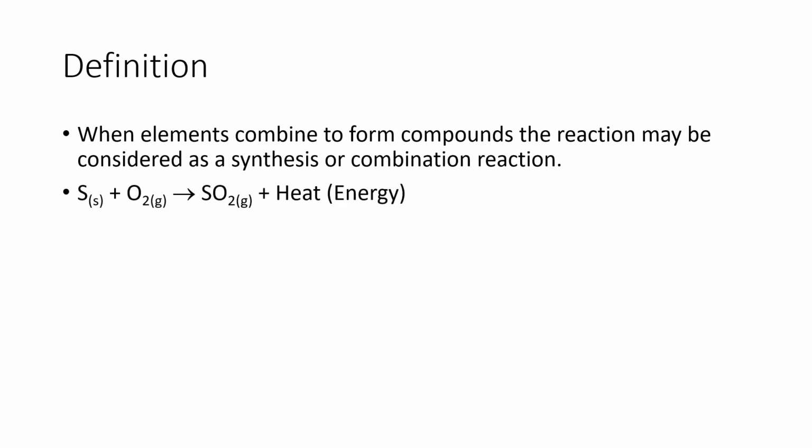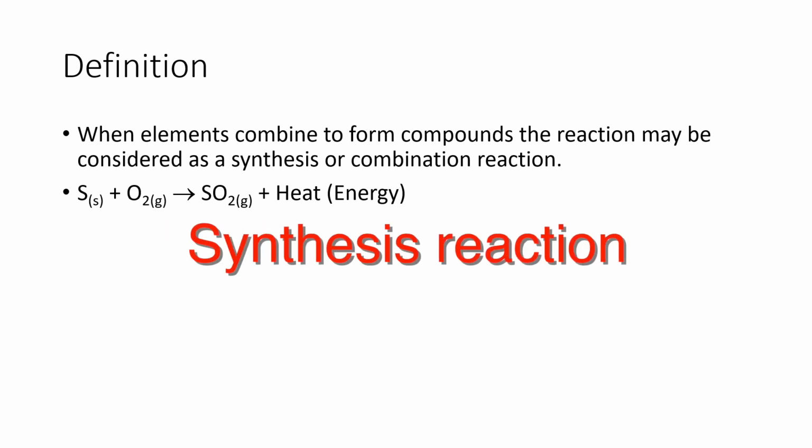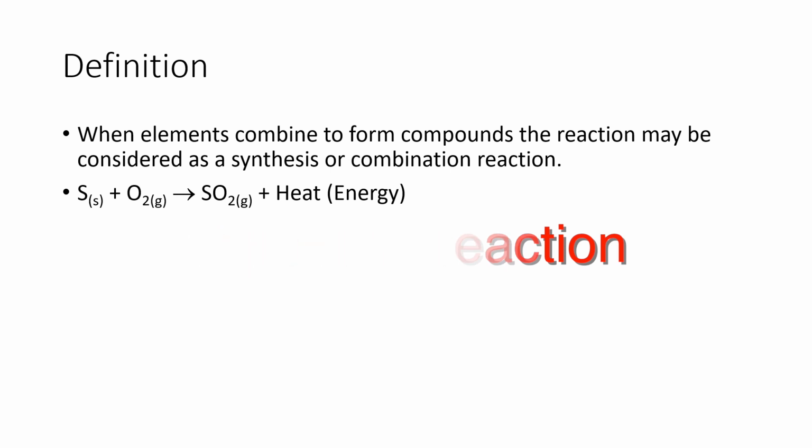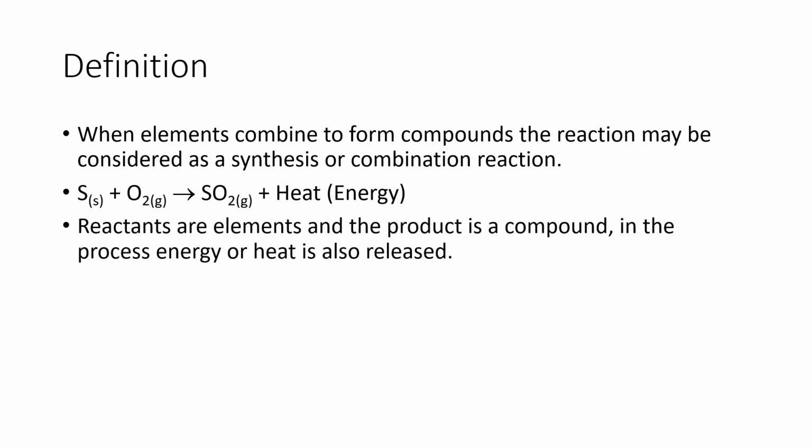Here is an example: sulfur plus oxygen, giving you sulfur dioxide plus heat energy. A new product is formed, sulfur dioxide. The reactants are both elements, sulfur in the solid state and oxygen in the gas phase, react to give you sulfur dioxide. Hence, this reaction can be considered as a synthesis reaction. Reactants are elements and the product is a compound. In the process, energy or heat is also released.